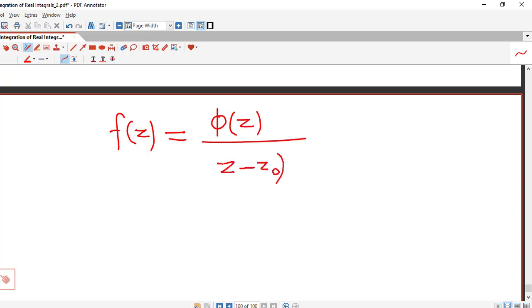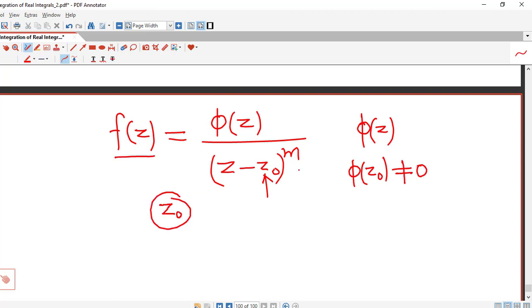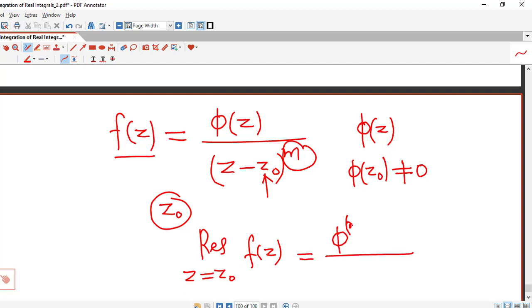As we know that if we can write our function f of z in this form, phi of z over z minus z0 raised to m, where this phi of z is analytic at point z0 and value of phi at z0 is non-zero, then f of z has a pole of order m at z0 and residue of f of z at z equal to z0 is given by m minus 1th derivative of function phi at z0 divided by m minus 1 factorial.